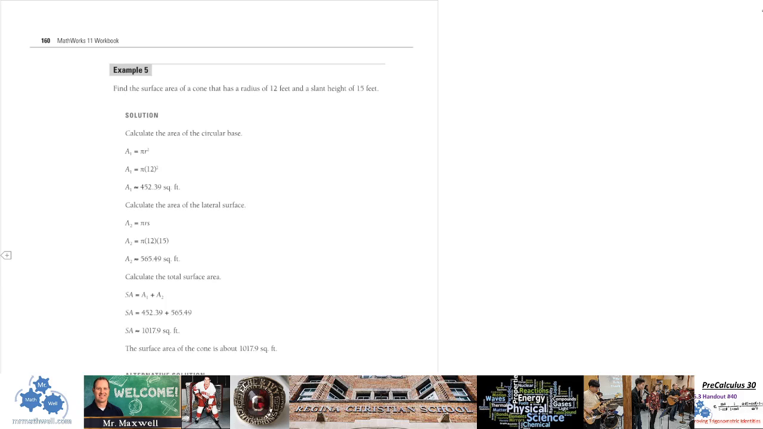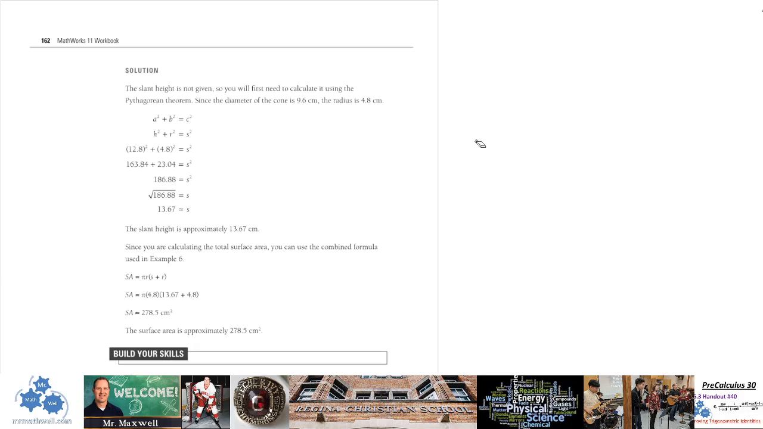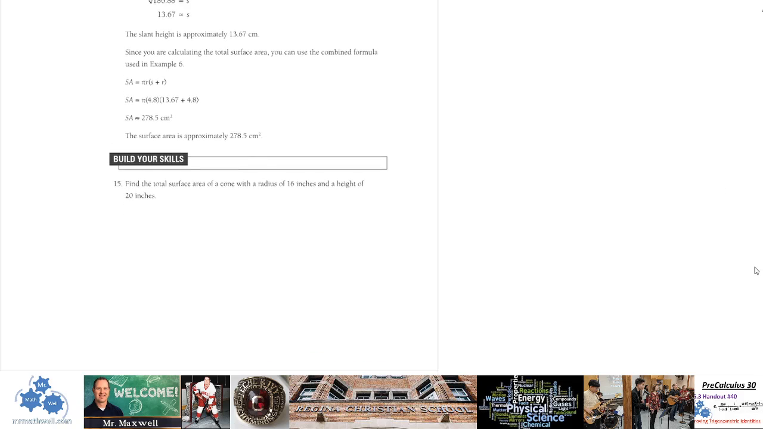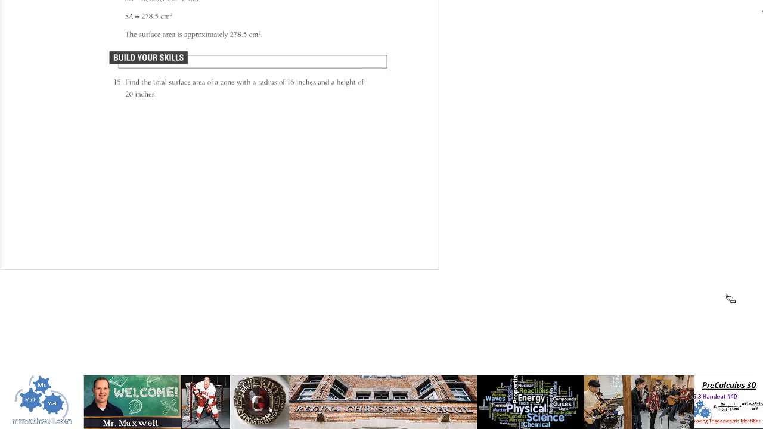The cones. The cones. See? Look at this. Pythagoras. You see Pythagoras? Awesome. Pythagoras' theorem, the Pythagorean theorem, you can use that.